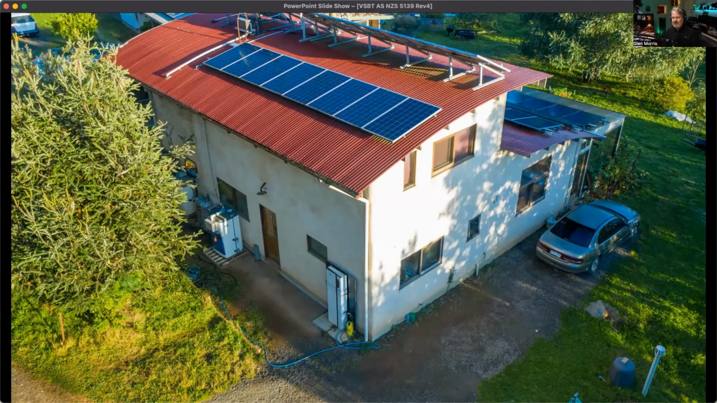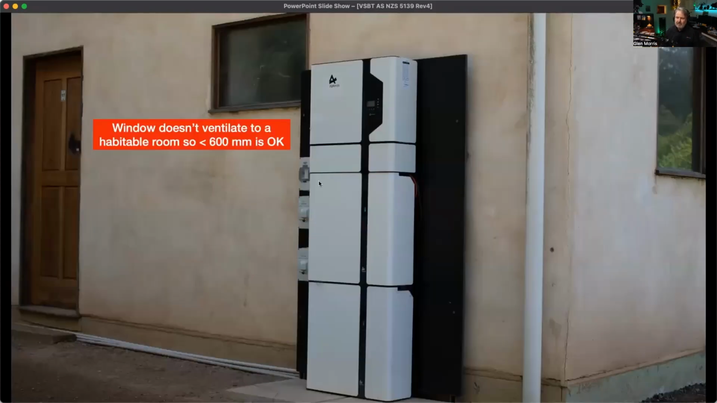And I'm just looking down from my drone here at a battery system. So I think you can see my mouse here. It's an Alpha ESS system on the side of the house. I'm going to try and find a spot to put another battery system, but I want to check that if I was to do this job again, because this was installed about 5 years ago, could I put it at that location? So let's have a think about it.